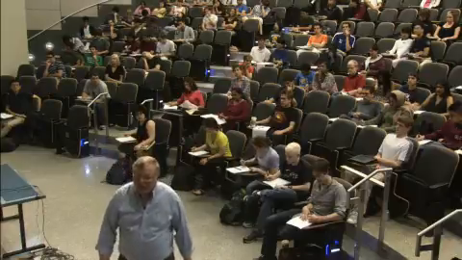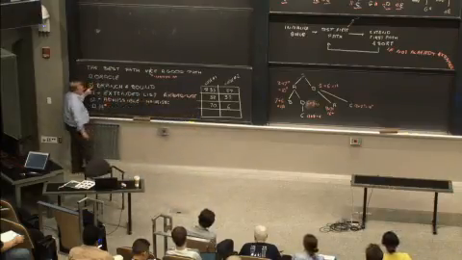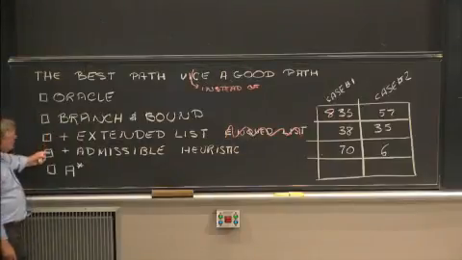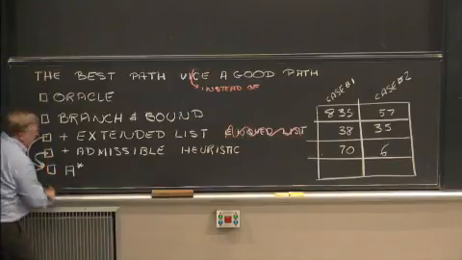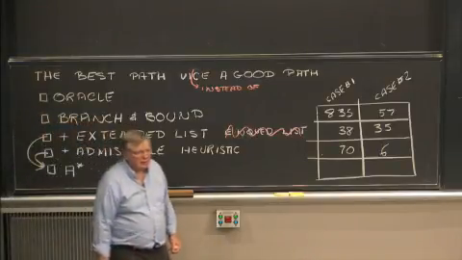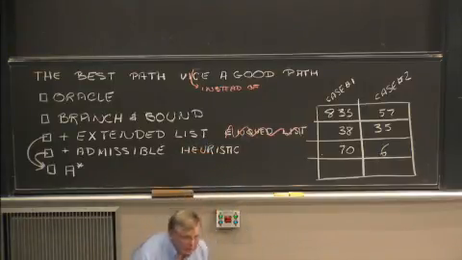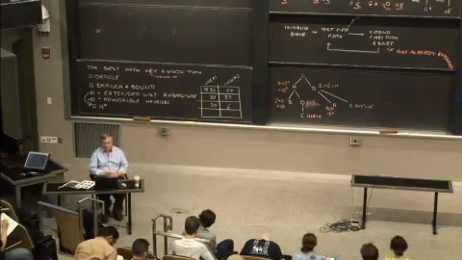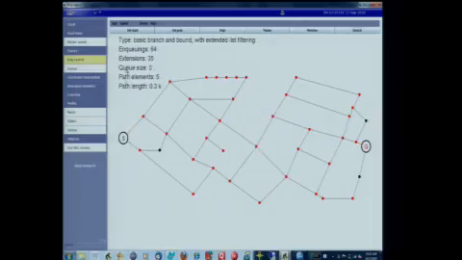And when we do that, see here, the extended list is a layer on top of branch and bound. The admissible heuristic is another layer on top of branch and bound. If we put those together, we get something called A star. So A star is just branch and bound plus an extended list plus an admissible heuristic. So let's go back to our original problem and try A star on that.